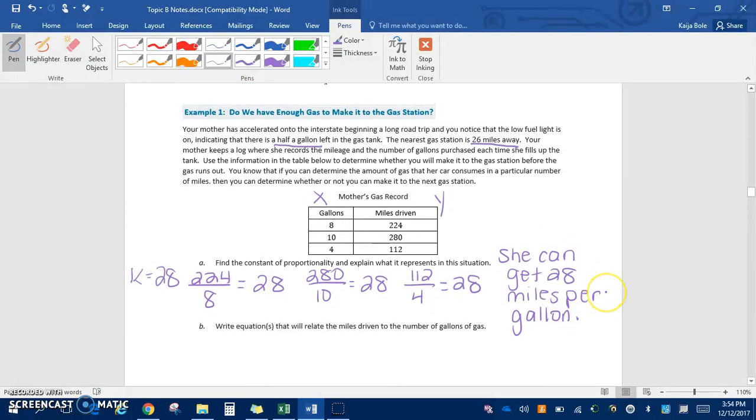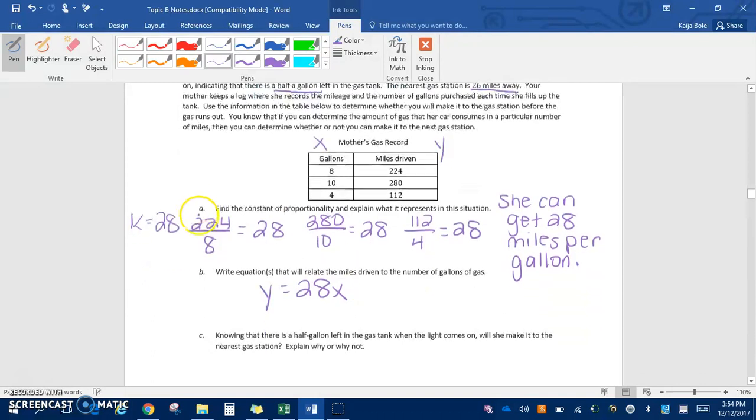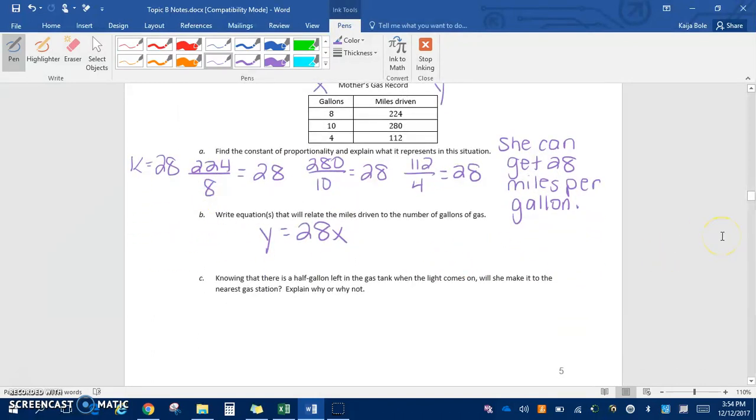Part B says to write an equation that will relate the miles driven to the number of gallons of gas. We know our K, so our equation would be Y equals 28X. Now it says, knowing that there is half a gallon left in the tank when the light comes on, will she make it to the gas station? So we're going to take our equation, Y equals 28X, and we know there's only half a gallon left, and gallons is X, so we do 28 times 1/2. When we do that, we get 14.